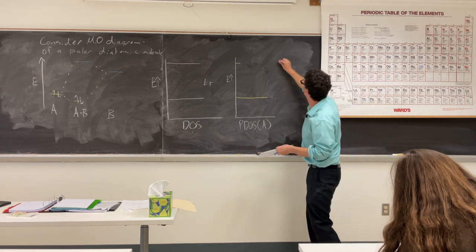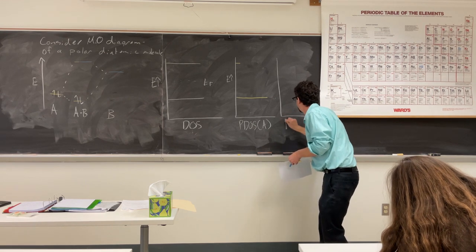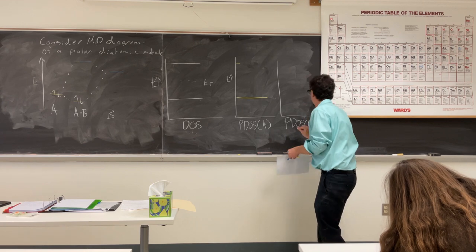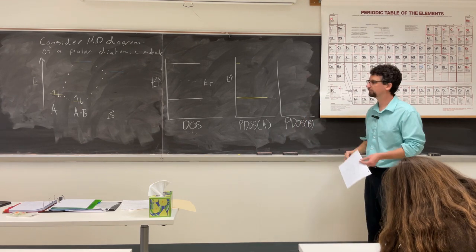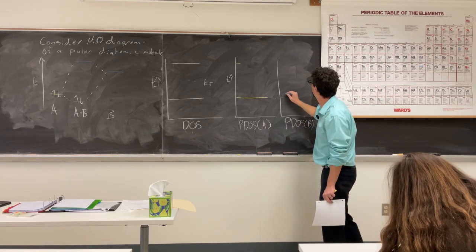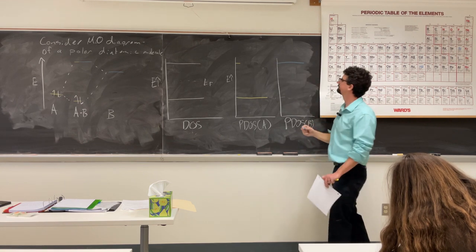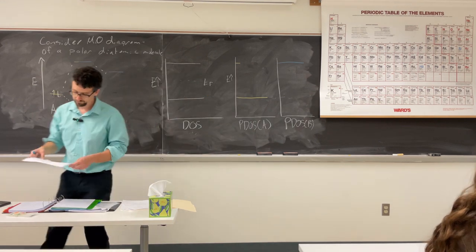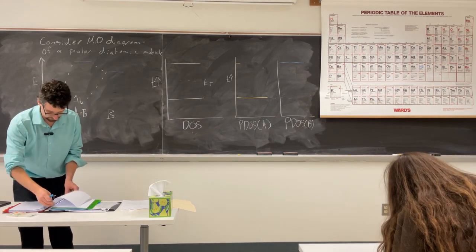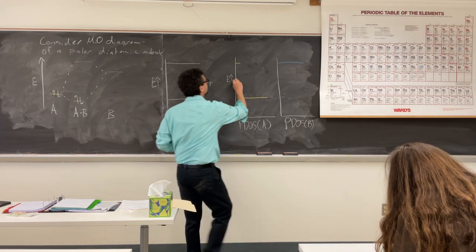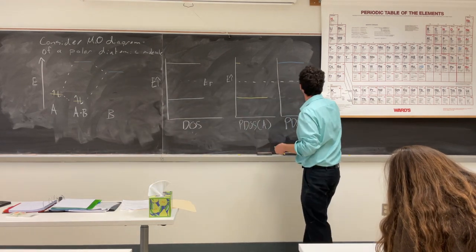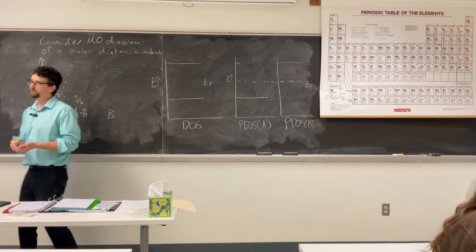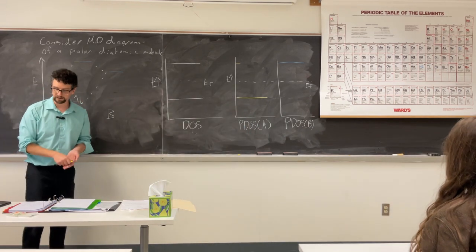Now, what about if I project out B? How would that look? Yep. But the Fermi level stays the same. Yep, Fermi level is going to stay the same. Okay. We can utilize this information too to tell us more about the bonding of what's happening.